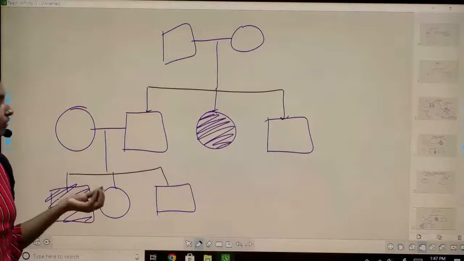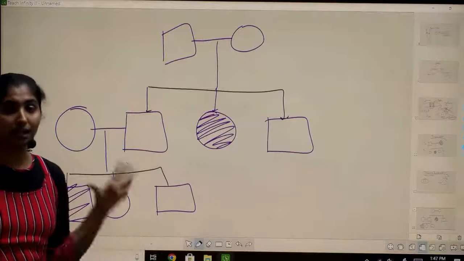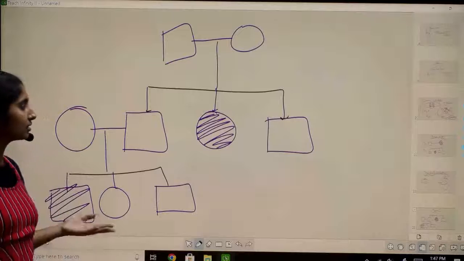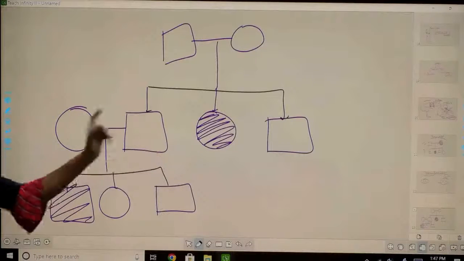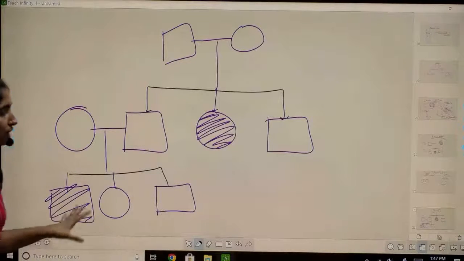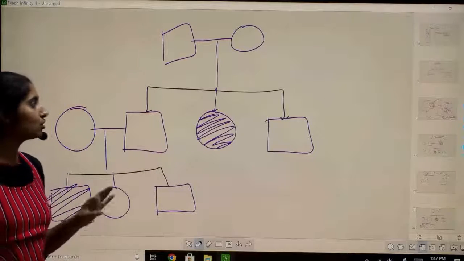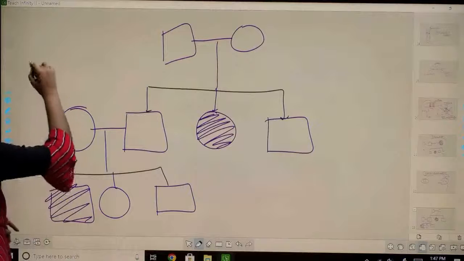If the number of males and females affected are nearly equal, then that is an autosomal disorder. As you can see, here is one female that is affected, and here we have one male. So the number of progenies that are affected, the male and female ratio, is equal. So we say that this is an autosomal disorder.